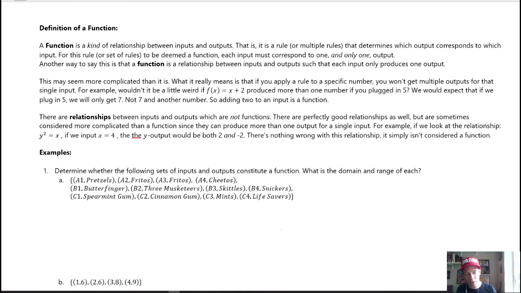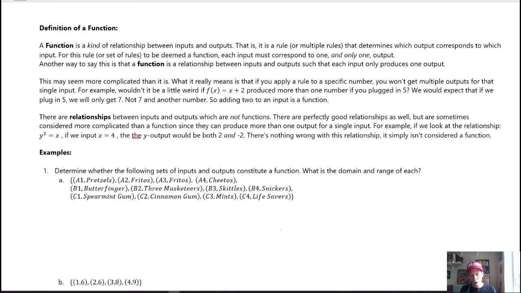For example, wouldn't it be a little weird if we had f of x equals x plus 2 produce more than one number if you plugged in 5? We would expect that if we plug in 5, we will only get 7, right? 5 plus 2 is 7. We wouldn't expect to get 7 and another number, 7 and 12 and negative 8 or what have you. If we take 5 and plug it into f of x equals x plus 2, we're expecting to get 5 plus 2 equals 7 and only 7. So we do consider adding 2 to a number a function. If I take a number and I add 2 to it, I'll always get the same thing for any specific number. If I plug in 6 and I add 2, I'll always get 8. If I plug in 9 and add 2, I will always get 11.